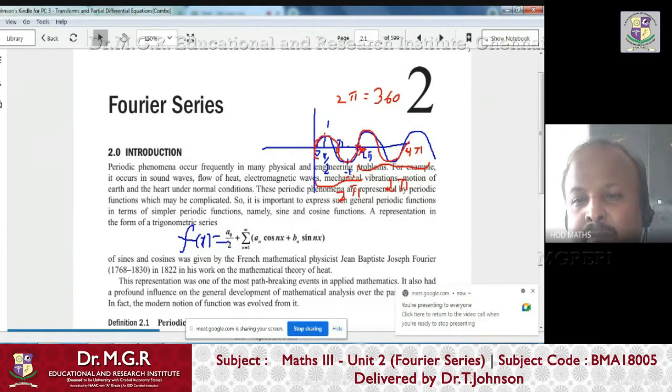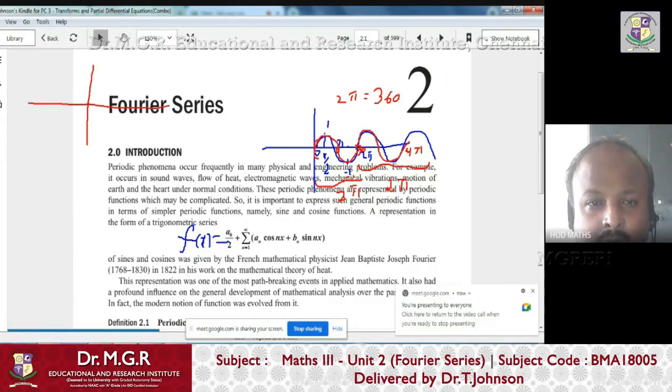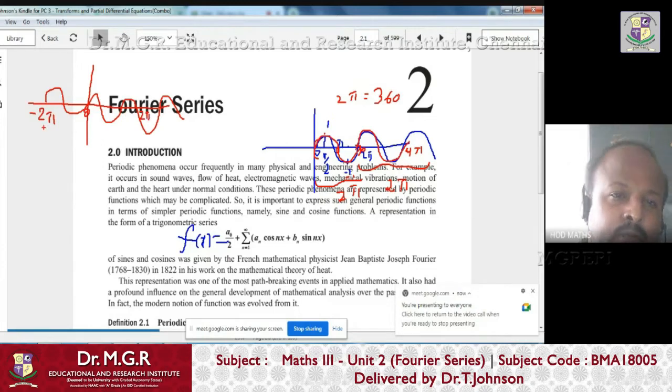Then for any period length of 2 pi, that is from 2 pi to 4 pi or 4 pi to 6 pi or 6 pi to 8 pi, the graph of the curve remains the same. Not only in the positive interval, it is also so in the negative interval. That is, this is -2 pi, this is 0, this is +2 pi. So the graph of the curve remains the same even from -2 pi to 0.